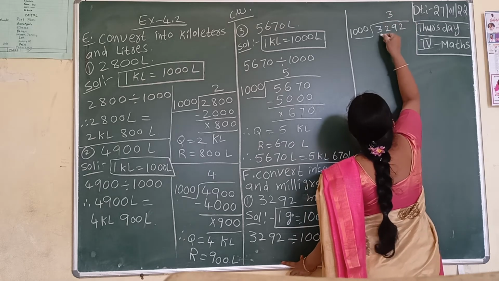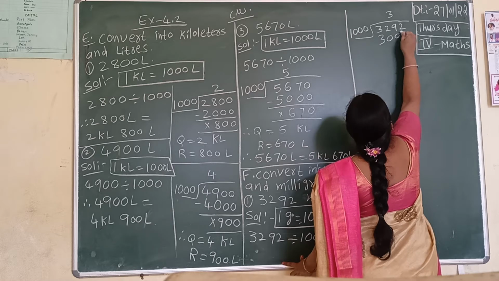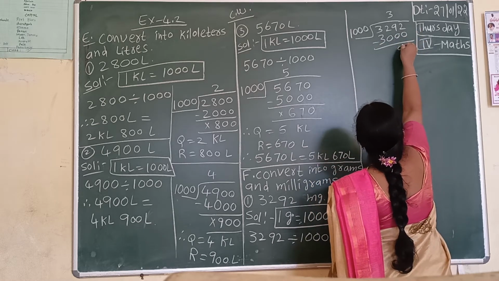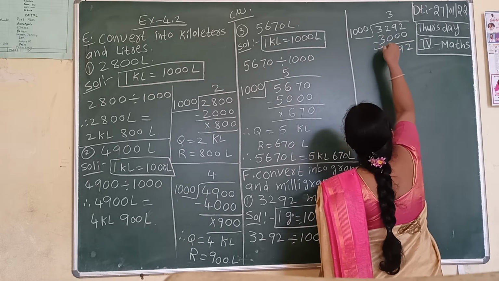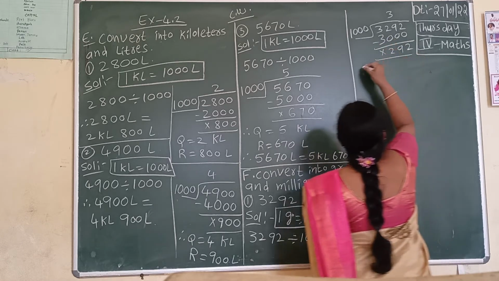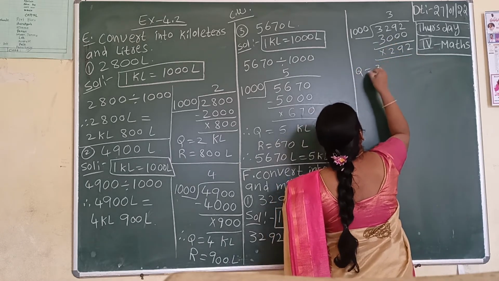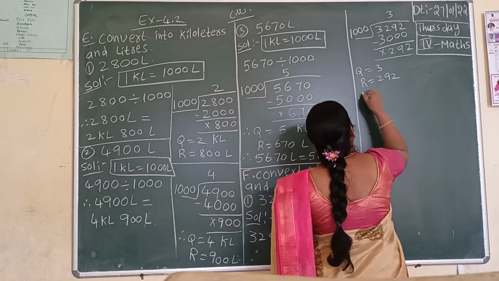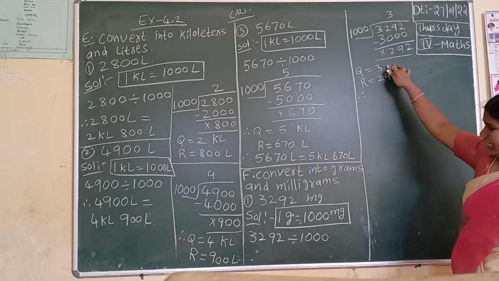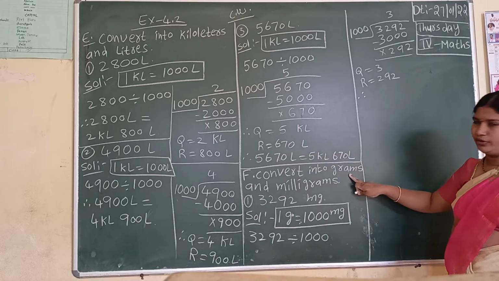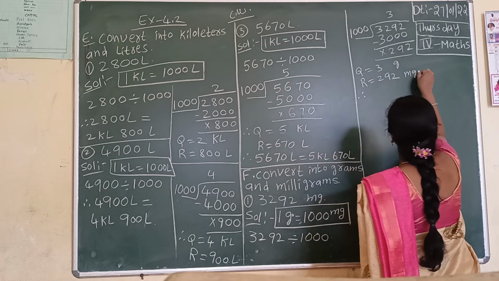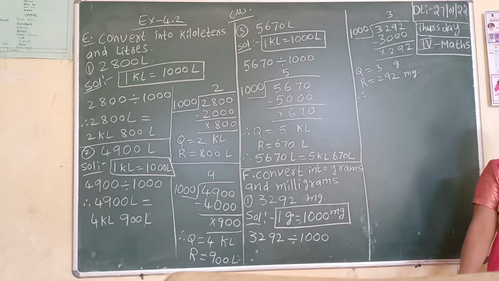3292. 1000 threes are 3000. 2 minus 0 is 2, 9 minus 0 is 9, 2 minus 0 is 2, 3 minus 3 is 0. So what is the quotient? 3. Remainder 292. Therefore the quotient becomes grams and 292 becomes milligrams.